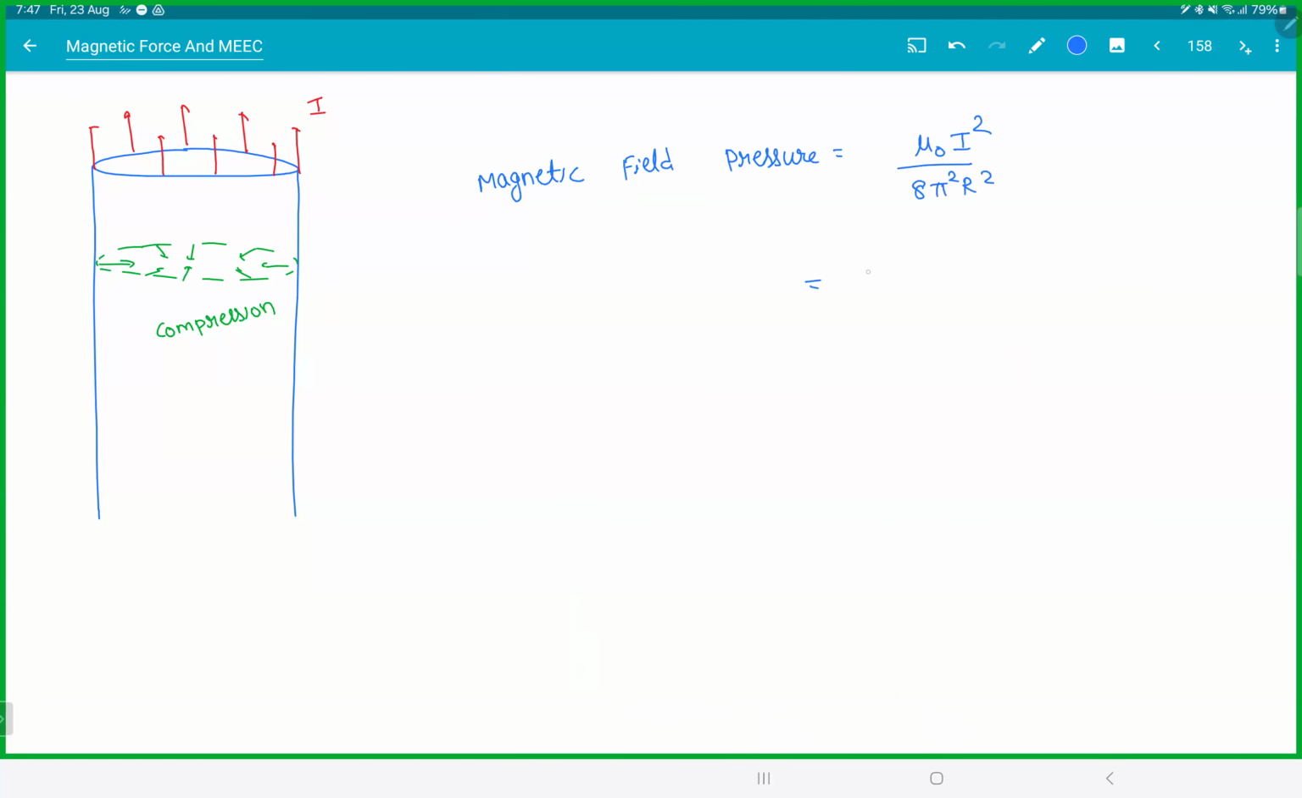Now, if I rearrange this a bit, multiply mu naught and mu naught. So this will be 1 by 2 mu naught. This will be mu naught I by 2 pi r whole square. This will be the magnetic field on the surface. This will be 1 by mu naught. This is the magnetic field on the outer surface. This is the total magnetic field on the surface. That's an easy way to remember.